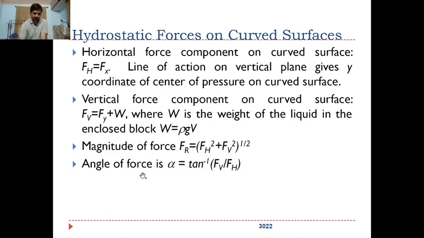Fine. Now this is the magnitude. The resultant force on the curved surface will be equal to Fh squared plus Fv squared, the whole to the power 1 by 2. The square root of Fh squared plus Fv squared will be the magnitude of the resultant force on the curved surface. Similarly, the angle at which that force is acting is given by alpha. That angle alpha is tan inverse Fv by Fh. Tan inverse Fv by Fh will be the angle of application of that resultant force Fr.